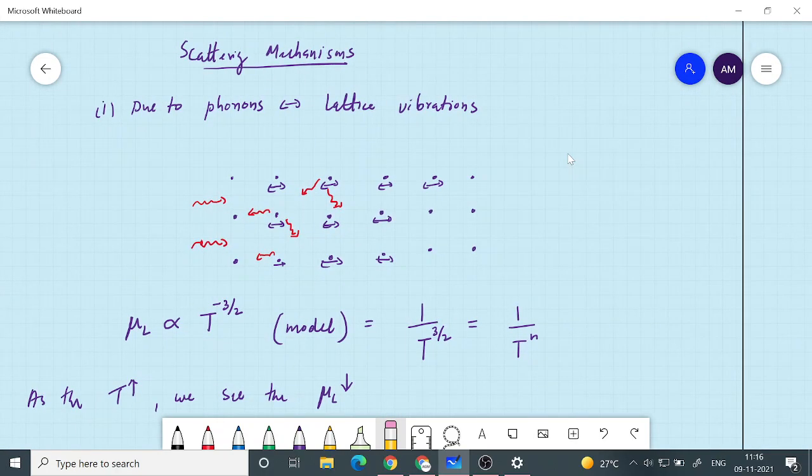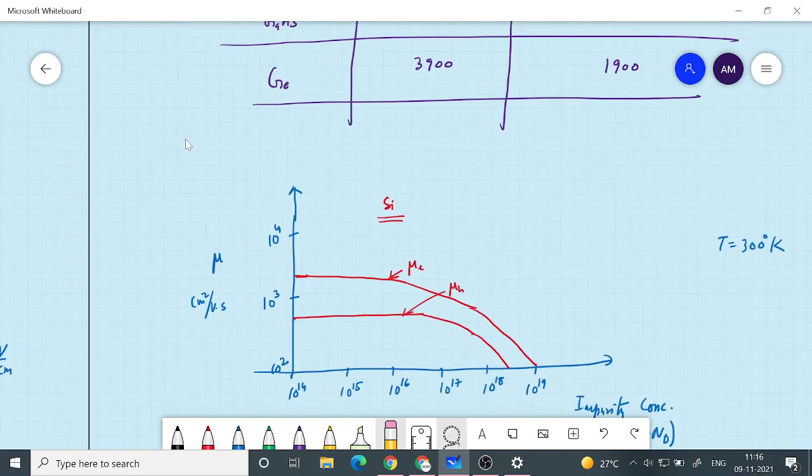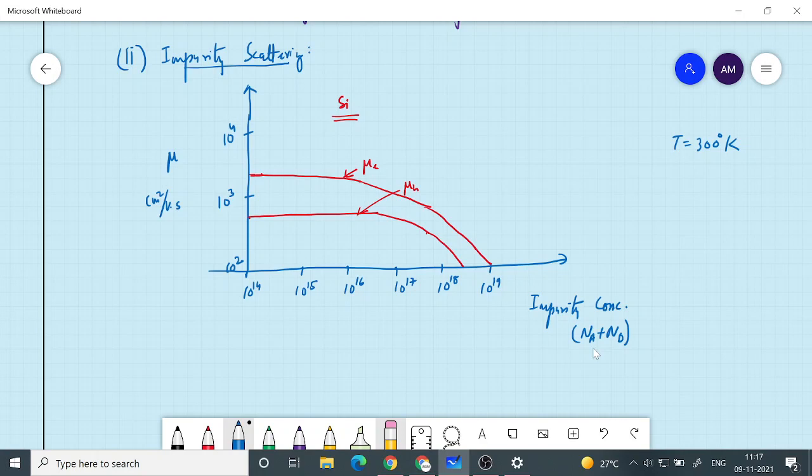There are two mechanisms. Number one is due to phonons, lattice vibration. The next one, number two, is impurity scattering. How it depends: as the concentration of the impurity, which is the sum of Na and Nd. Na is the acceptor impurity concentration doping, and Nd is the donor impurity concentration doping. So as you vary the sum of this, this curve shows this variation.